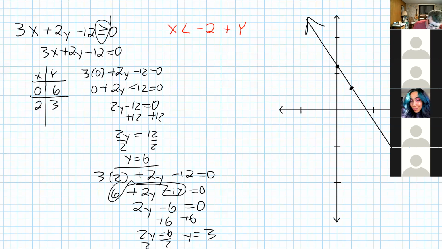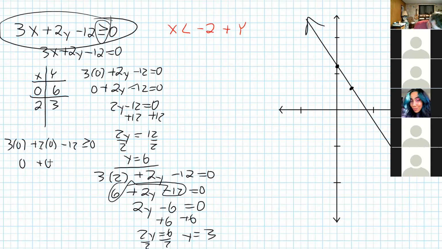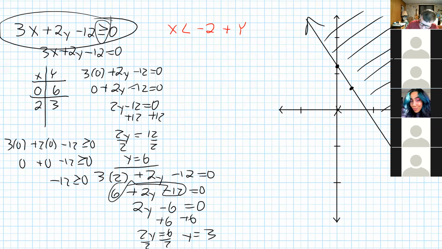We'll use 0, 0 as a test point. So I'm going to put 0, 0 into the original inequality. We get 0 plus 0 minus 12 greater than or equal to 0, minus 12 greater than or equal to 0. Negative 12 is not greater, so it's not the origin. So it's over here. Okay.